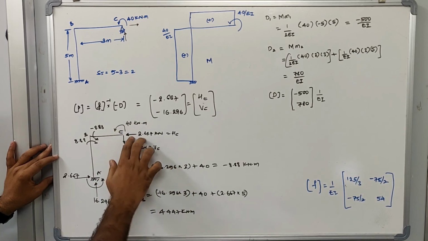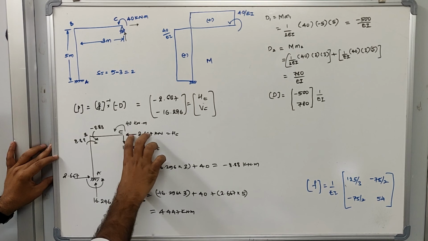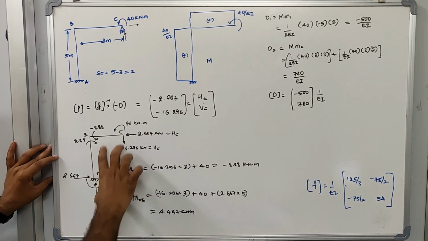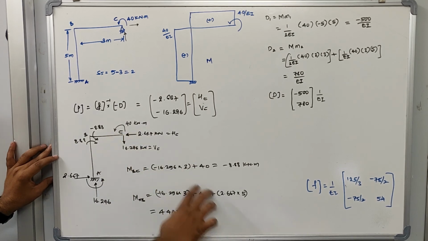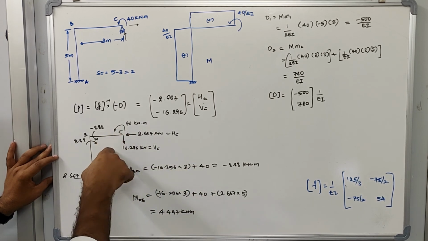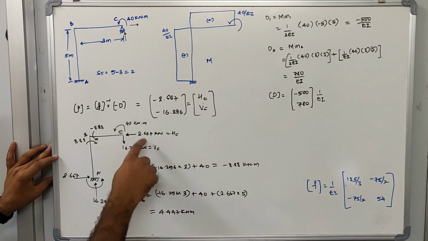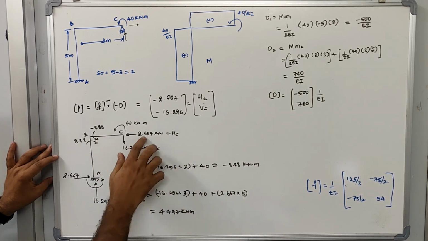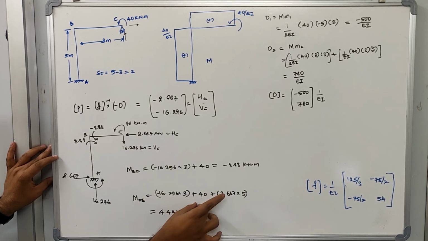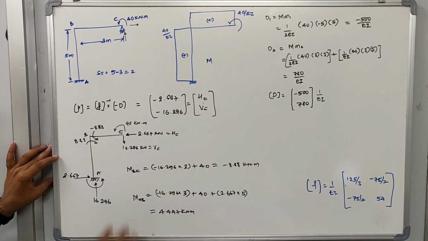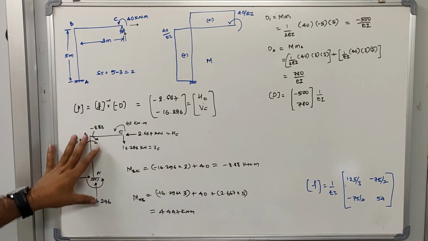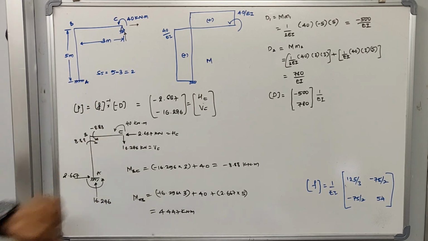Next, let us take this force, which is the horizontal force. The distance covered by this horizontal force, if I take the moment at A, will be equal to 5 meter. It is anti-clockwise, so I have to take it as positive. So 2.667 multiplied by 5 is the moment because of this force. The sum of these will give you MAB. So MAB is 4.447. This is how we can determine the reactions and also the moments for this given frame, and this is the analysis of the frame.